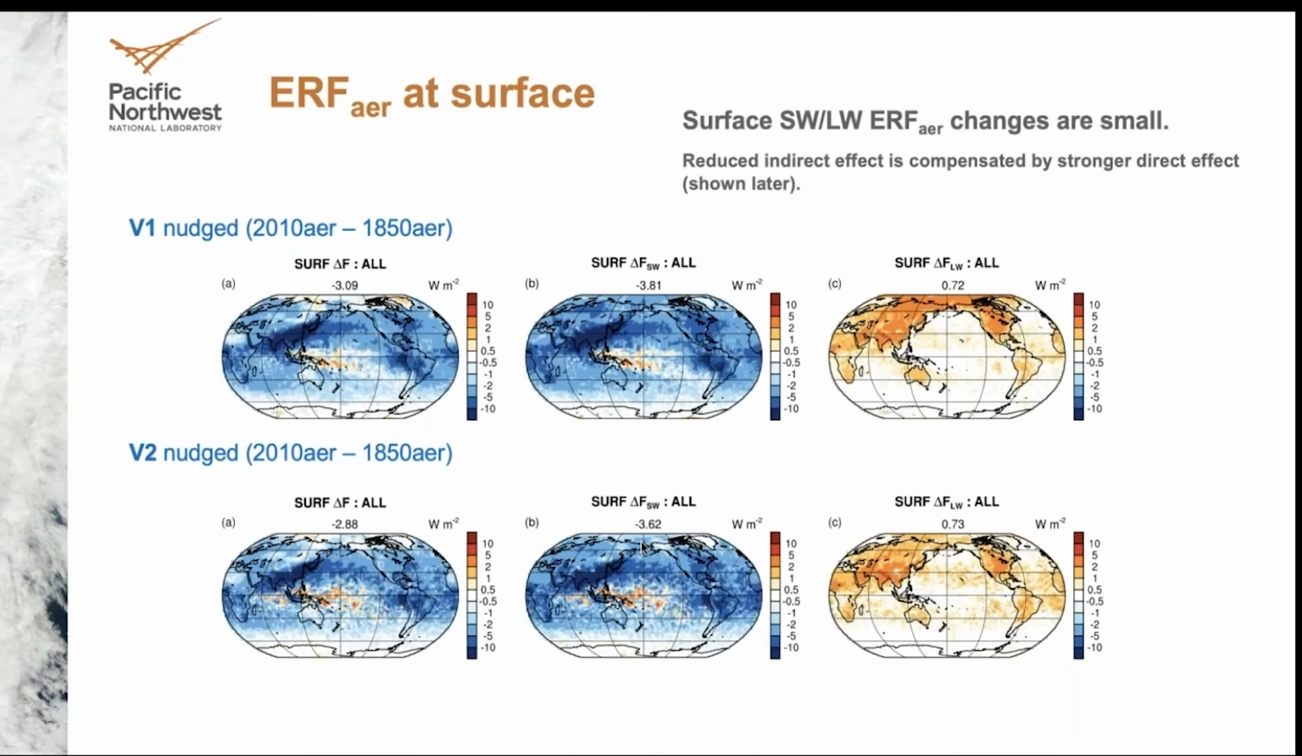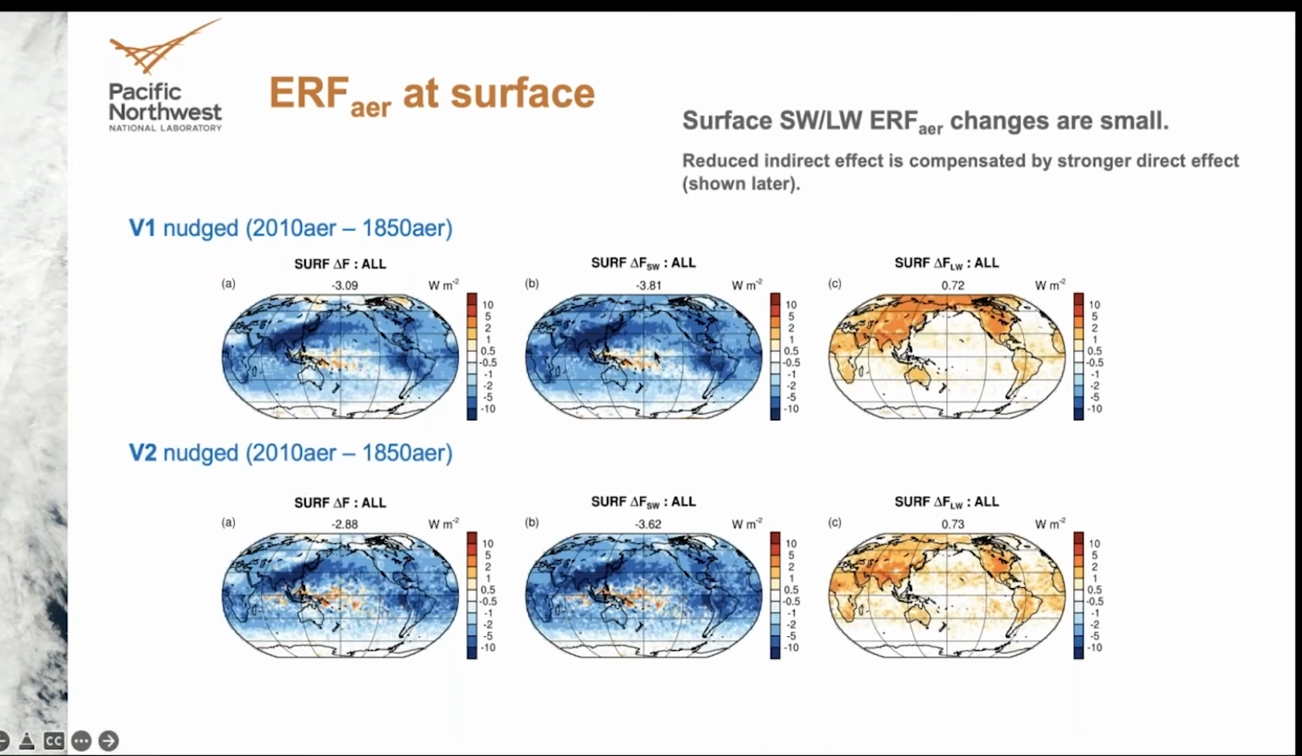I just mentioned that at TOA, the effective radiative forcing is significantly reduced. In contrast, if we look at the surface forcing, we see that the forcing changes are quite small when comparing the V1 and V2 simulations.